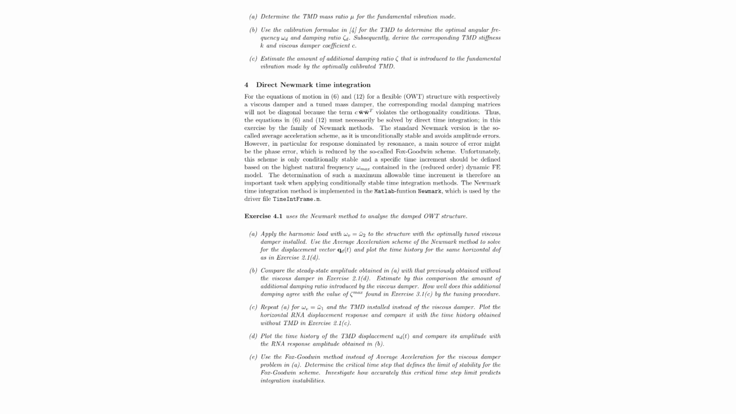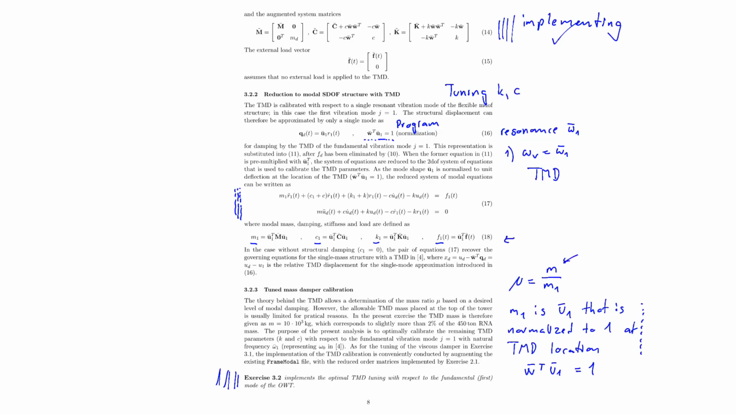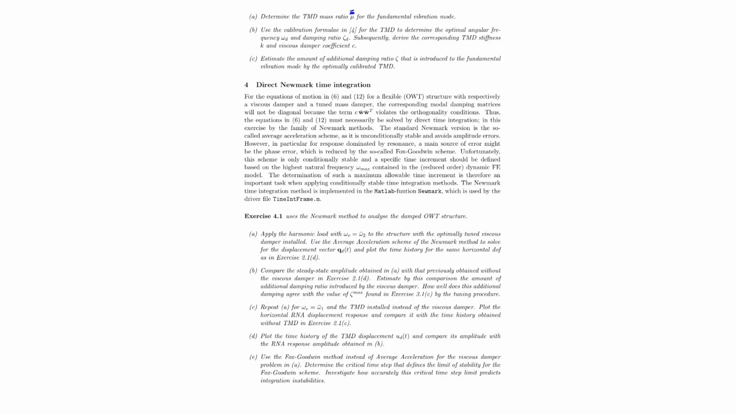So first we're going to determine this mass ratio, because we know this is 10 ton. We have calculated this from 18a, so it's just determining mu. And then, once you know mu, there are actually formulas in course notes and slides for the natural frequency of the TMD and the damping ratio of the TMD.